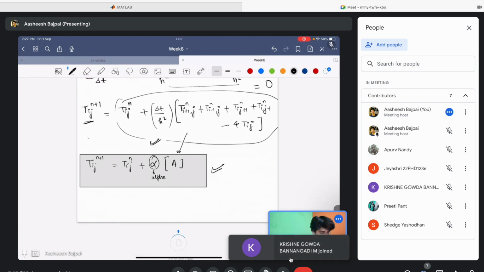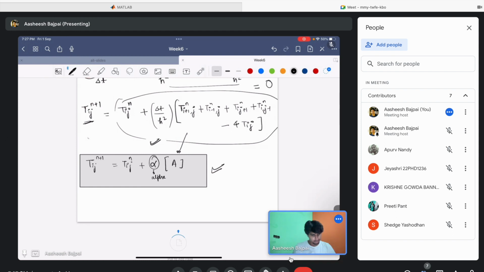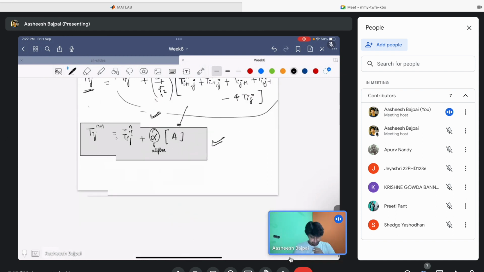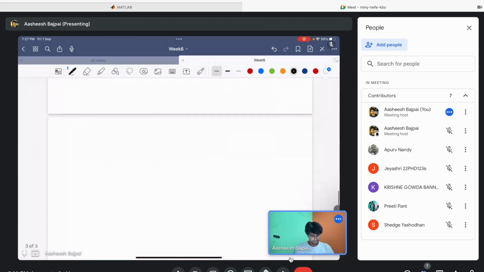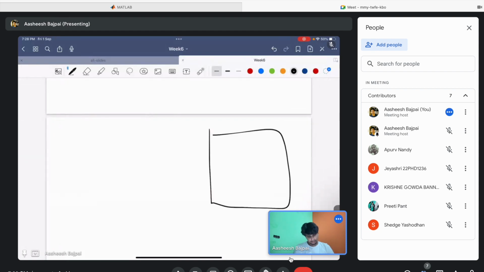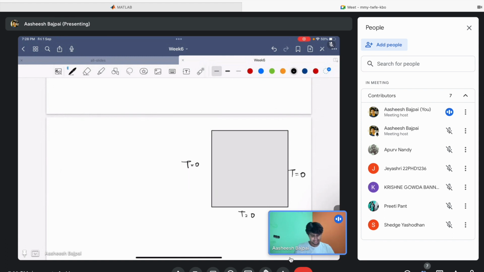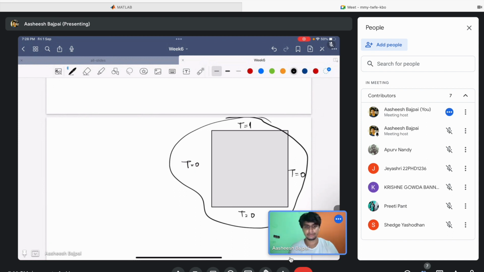This is our equation. So previously we have this domain. At these points we have t equal to 0, t equal to 0, t equal to 0, and at this point we have t equal to 1. We want to do it, as I said, in the unsteady manner, so we will keep going until the steady state is reached.